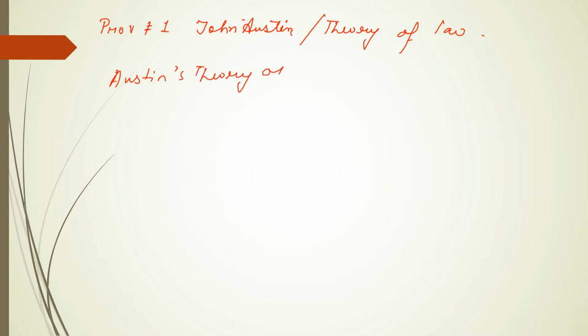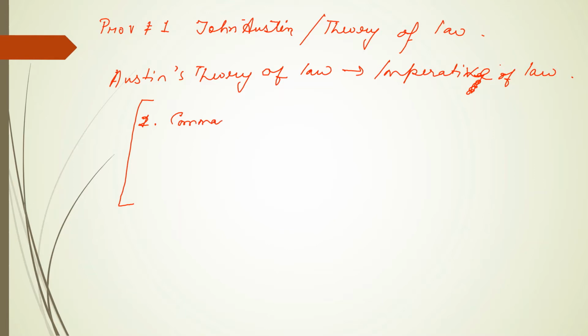So actually Austin's theory of law, you can call it the imperative theory of law. Austin explained law in 3 words. First is command. As per his theory, law is nothing but a command. Point number 2 is law is nothing but a political sovereign. And thirdly, law is nothing but a sanction. So as per Austin's theory of law, law means these 3 terms.